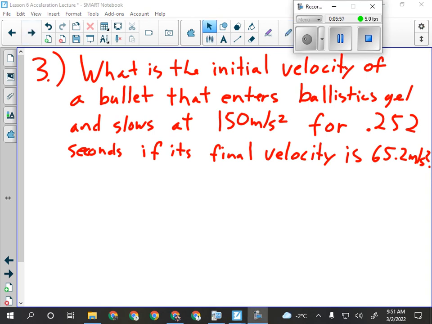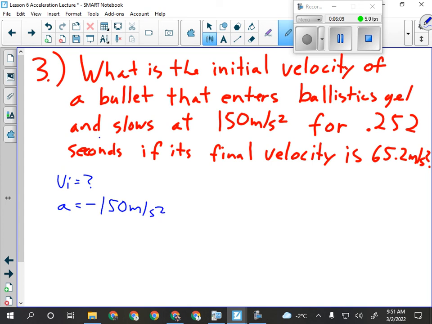So on this one, we are looking for VI. Okay, we know it enters ballistics gel and its acceleration will be negative 150 meters per second squared because it tells us it slows. Okay, it does that for 0.252 seconds, and its final velocity is 65.2 meters per second.